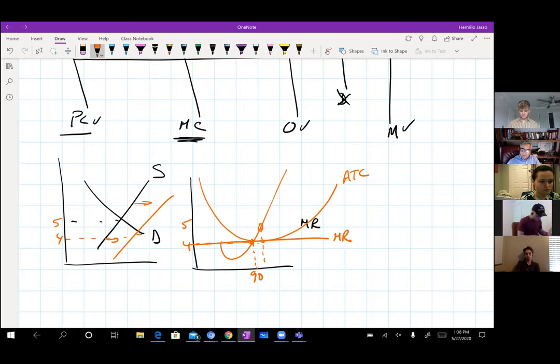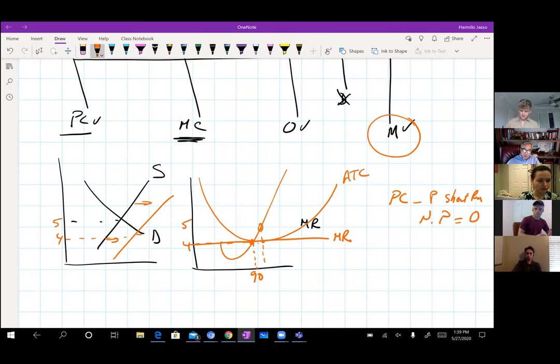So then perfect competition can only make profits in the short run, right? In the long run, perfect competition will always make only a normal profit, right? Which is equal to what? Zero economic profit. So that's what we know about perfect competition, okay? So we have learned everything about perfect competition.